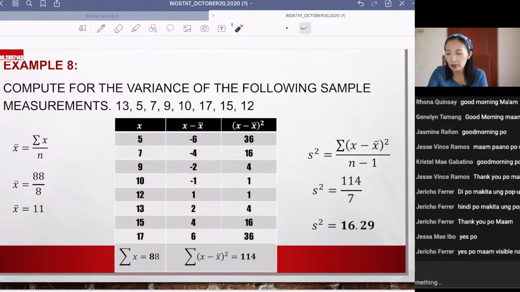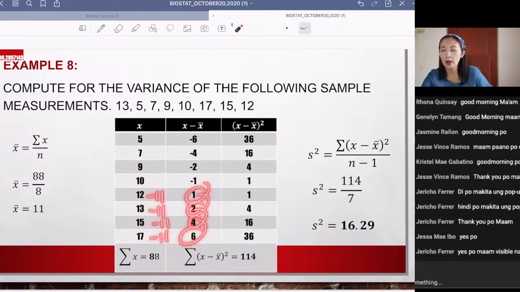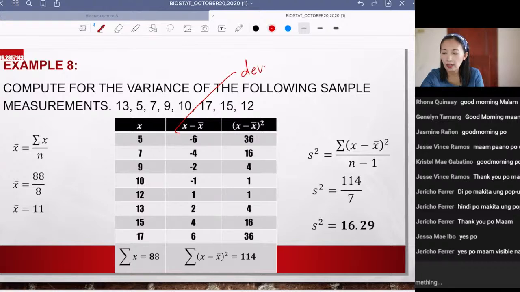10 minus 11, negative 1. 12 minus 11, 1, correct. 13 minus 11, 2. 15 minus 11, 4. 17 minus 11 is 6. Now, after getting the deviation, which is the distance of each value from the mean, as we call it, deviate, how far, distance. Then you square the deviations.